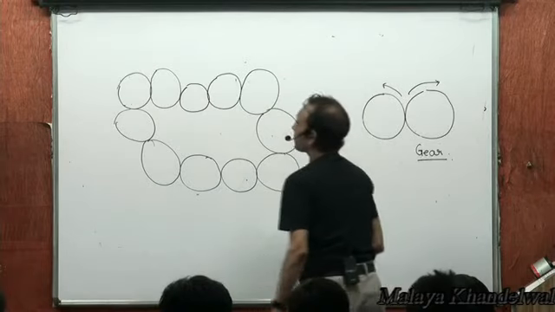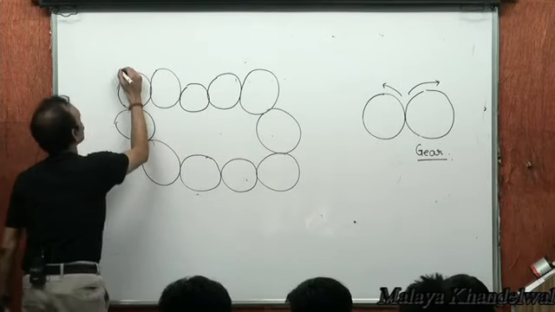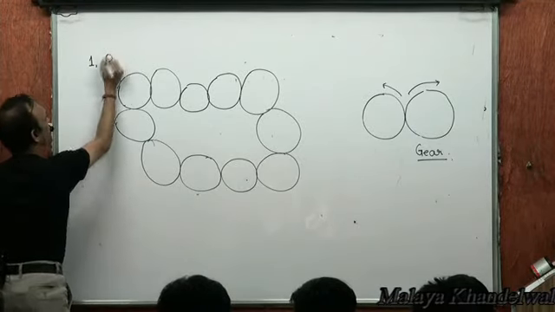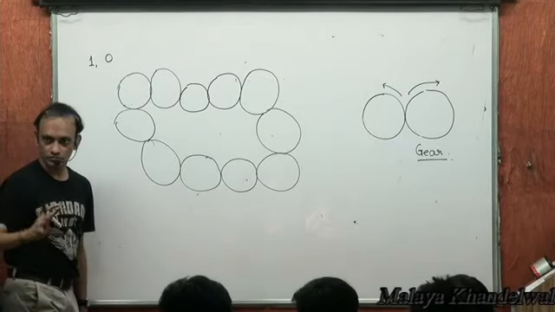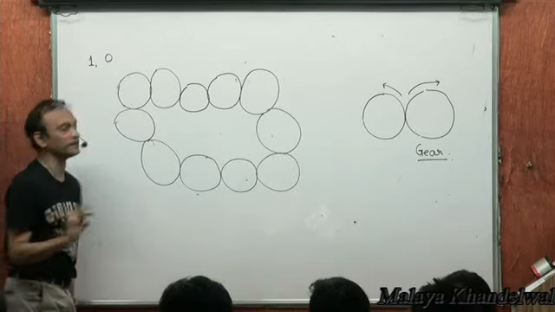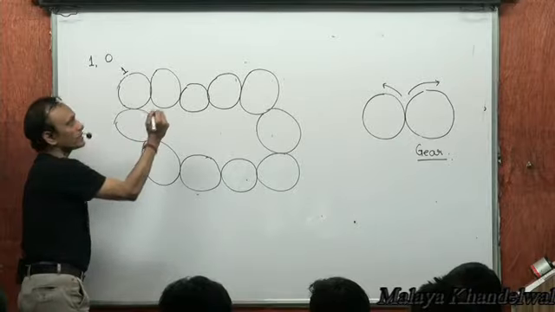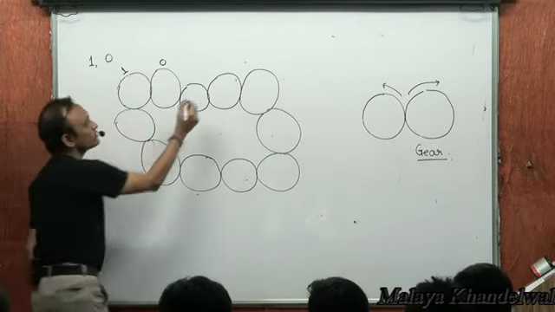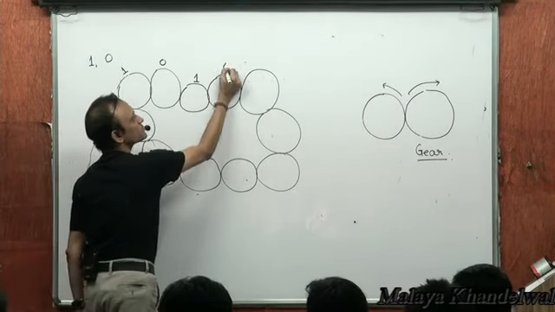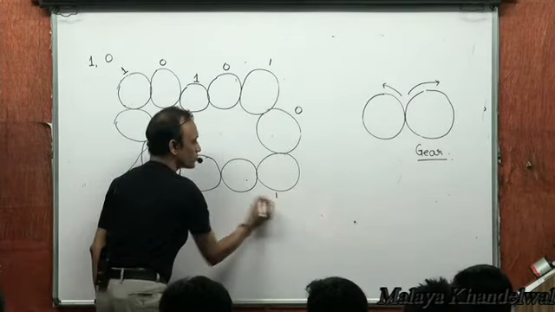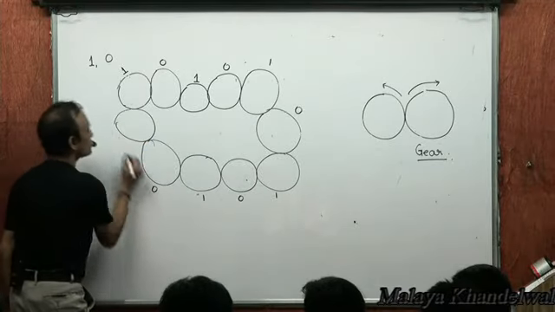Let's say there are two states of rotation. 1 and 0 are two states of rotation, one clockwise, the other one anti-clockwise. Let me start with this. If this is state 1, this must be state 0. This must be state 1. This must be state 0. This must be state 1. This must be state 0. State 1, state 0, state 1, state 0, state 1.